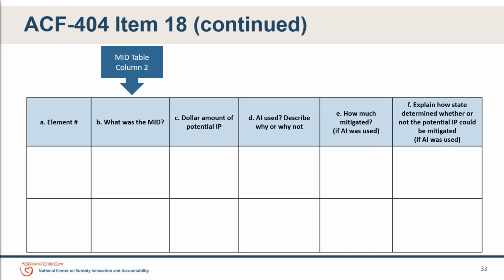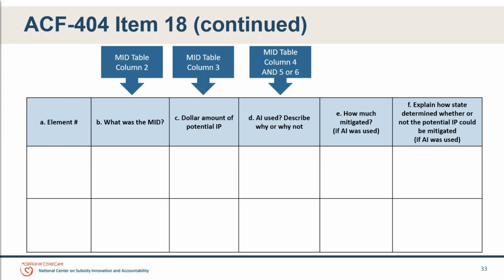Column B asks what was the MID. So what was the missing or insufficient documentation? And this can be pulled from column 2 on your MID table. That item asks to describe what was missing or insufficient. So whatever you provided there in your MID table, you can just copy and paste it over to column B here for item 18. C is the dollar amount of the potential improper payment, and this corresponds to column 3 in the MID table.